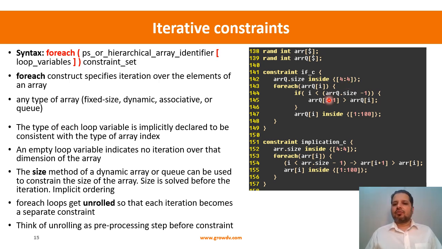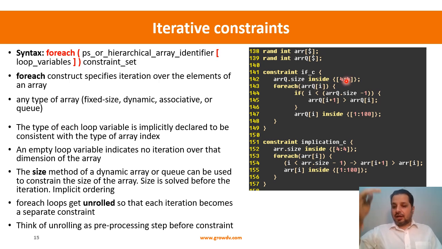So this will really become 0 plus 1 should be greater than 0, and then 1 greater than 0 and 2 greater than 1, and then 3 greater than 2, and so on and so forth, right? All those steps will get unrolled and they will become individual steps. So this one line on line 144 will actually become the 4 statements over here, because I am constraining it to a size of 4.